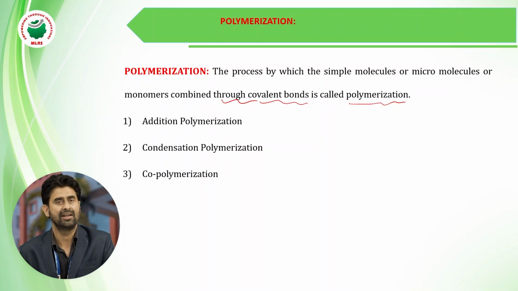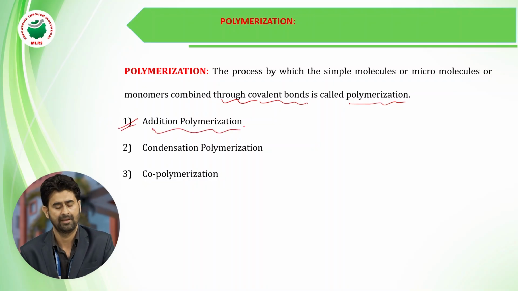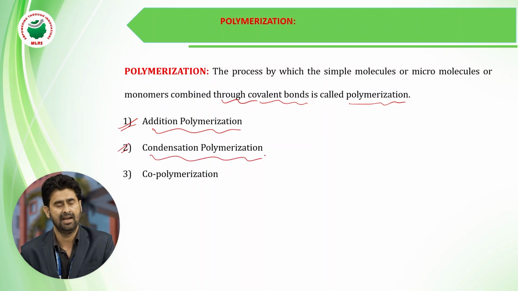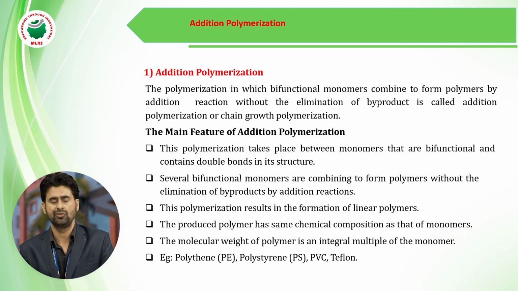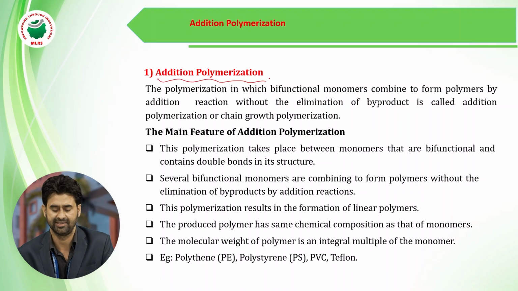Here we have the types of polymerization, on the basis of how monomers combine together through covalent bonds. First we have addition polymerization. Then the second type is condensation polymerization, and the third one is copolymerization. So we will start with the first type, that is addition polymerization.